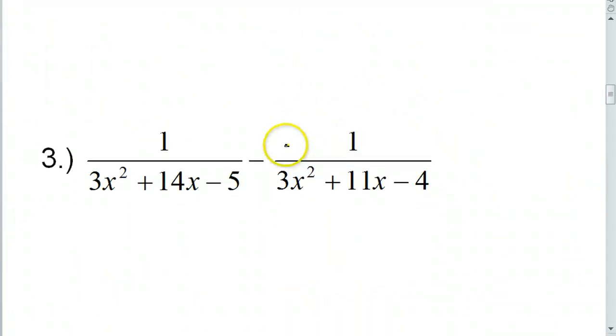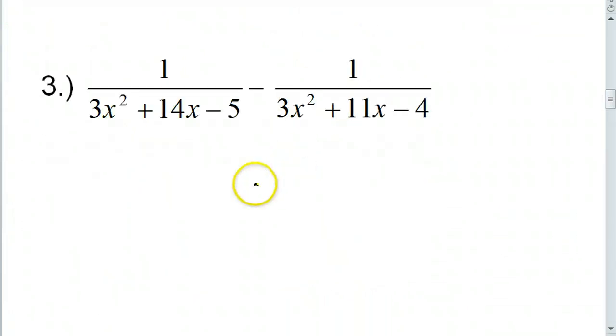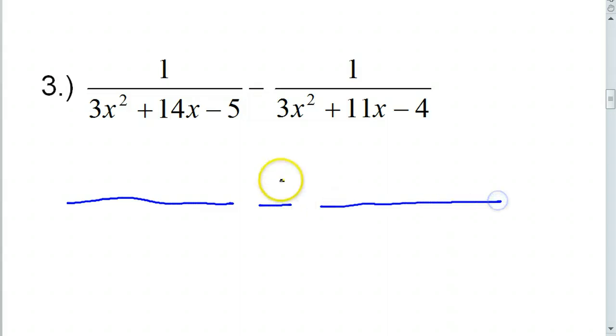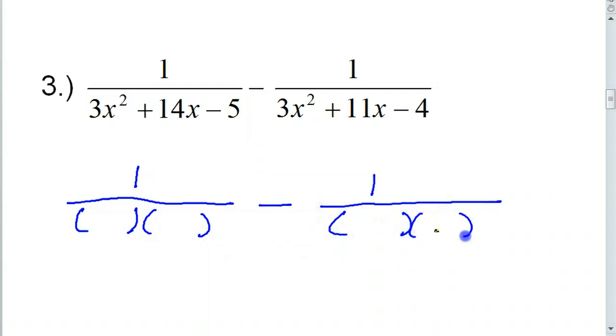All right, so looking at number 3, it's all about factoring these so we can see what each side needs to be like the other. So let's do our factoring skills here. So we have this and this. Even though there's a minus sign here, we're still just going to find the common denominator, and that's it. So this one is going to factor, this one's going to factor.